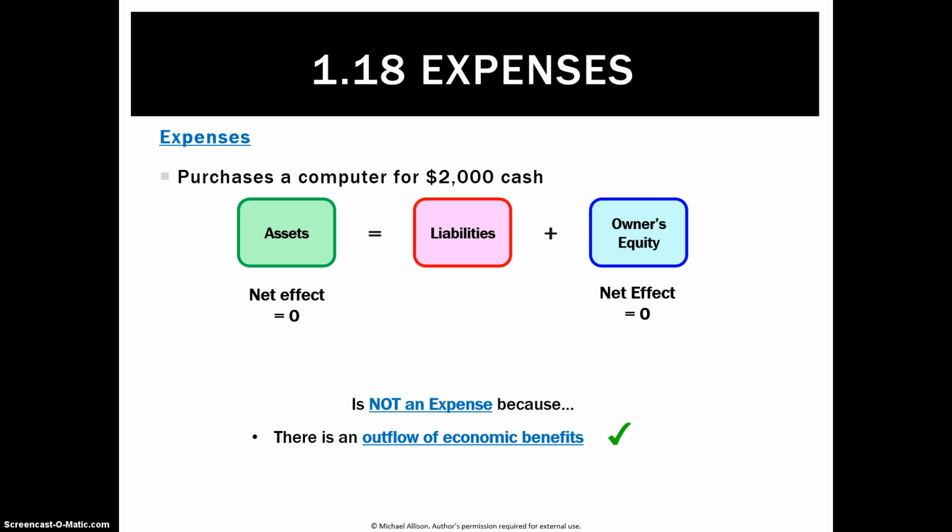Going through our 3 criteria, was there an outflow of economic benefits? There was. Cash did leave the business. Did assets decrease overall? No, they didn't. One asset did, called cash, but overall assets, the net effect was 0. And lastly, that meant that owner's equity the net effect was 0, so it didn't decrease overall.